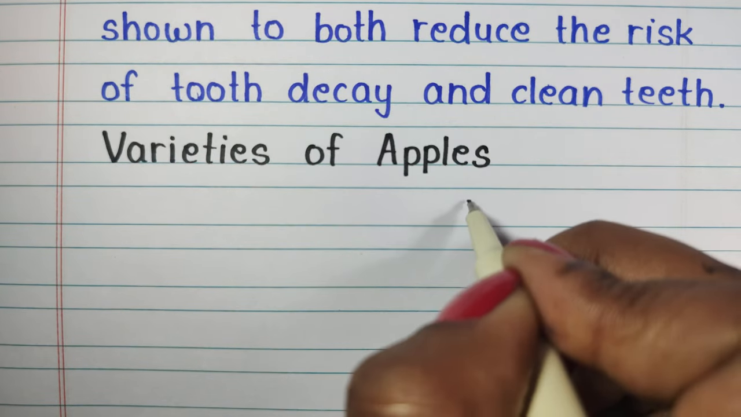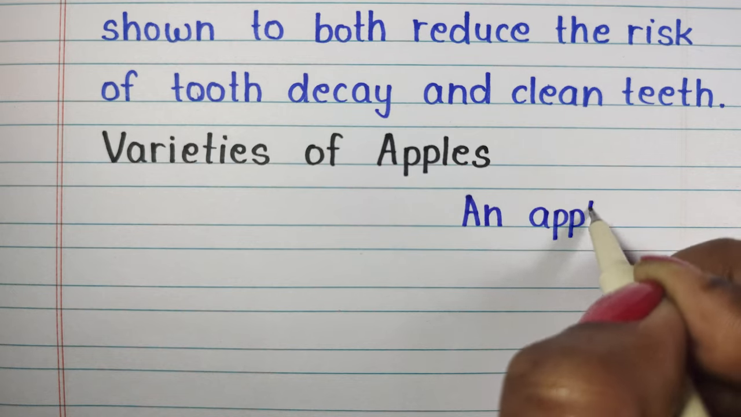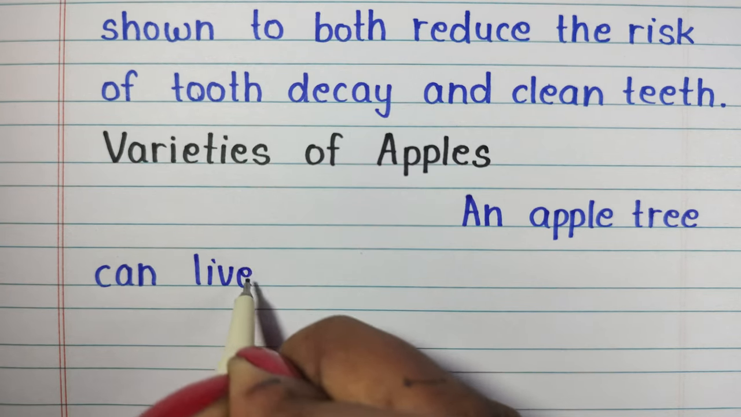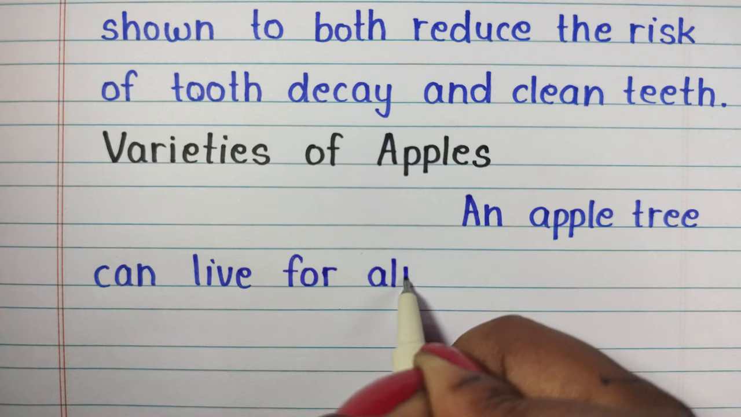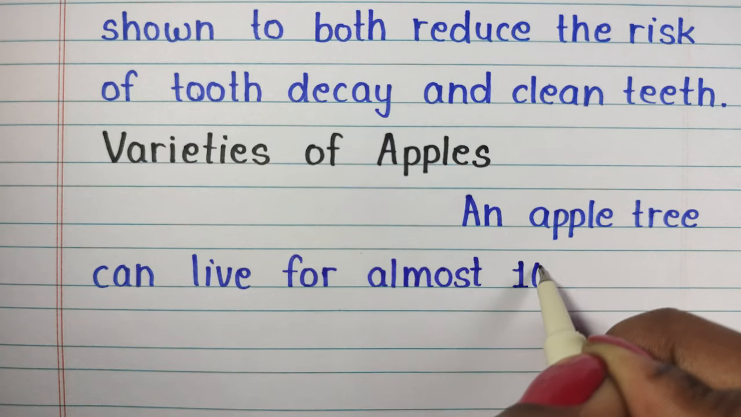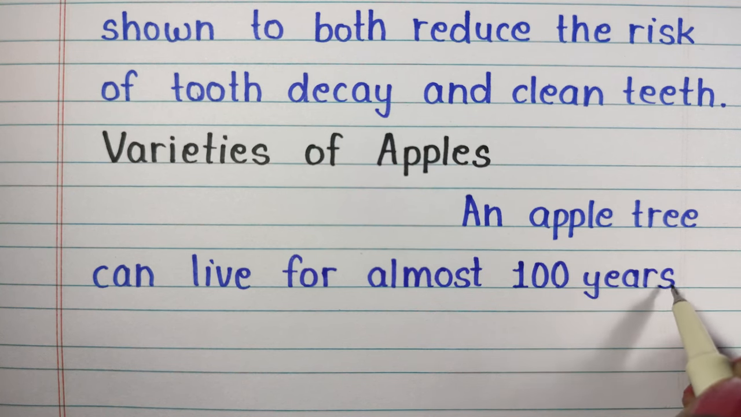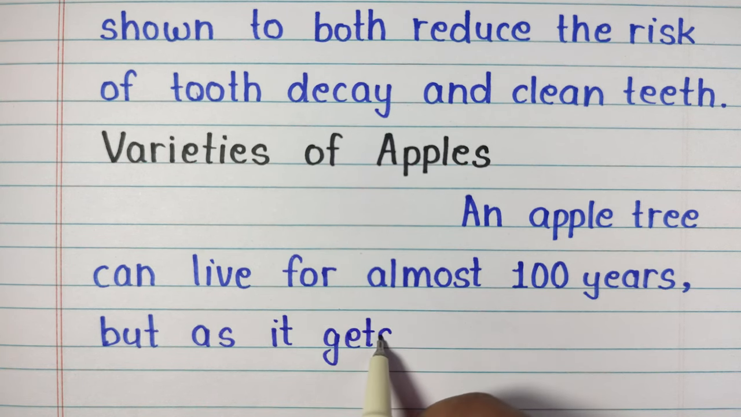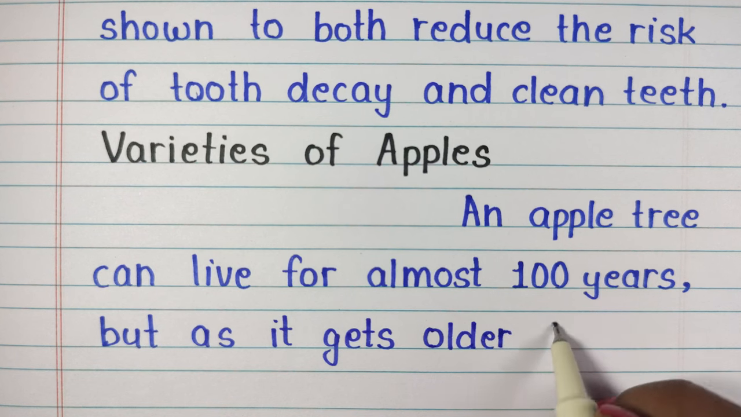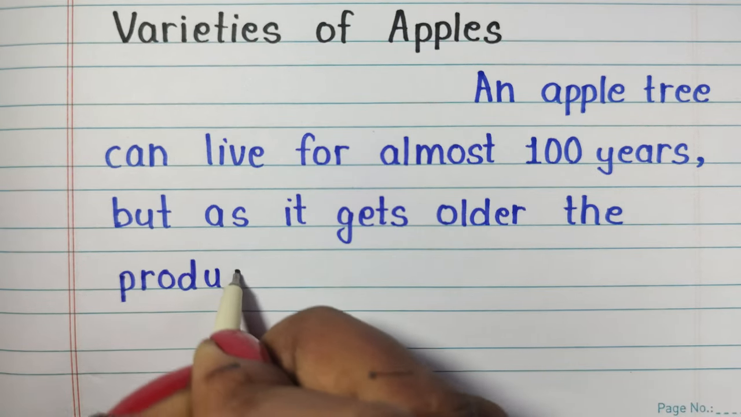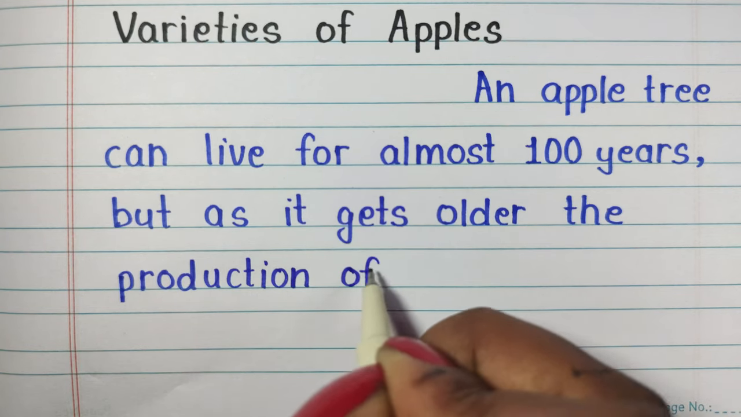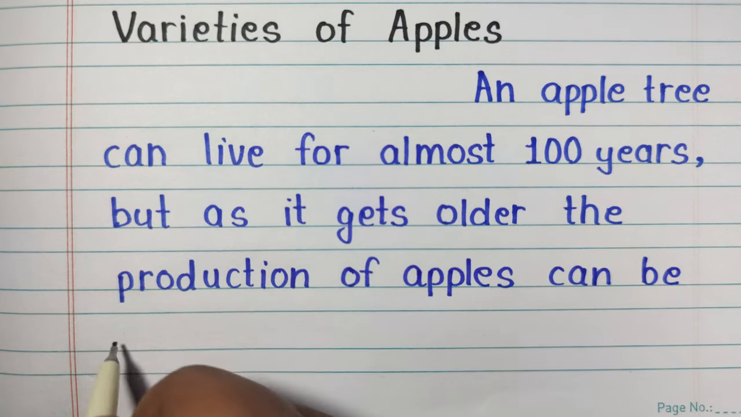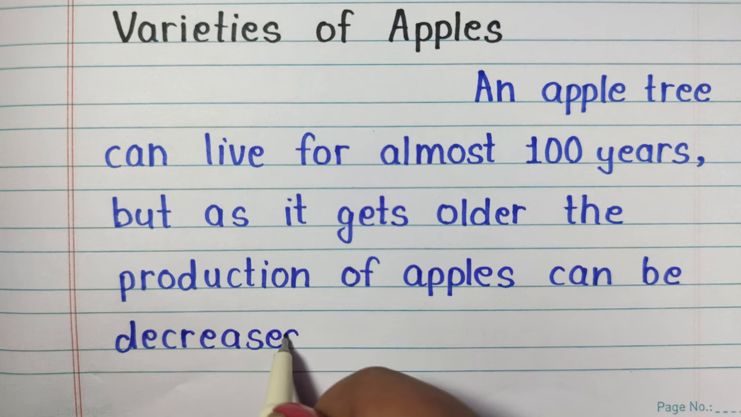Varieties of apples. An apple tree can live for almost 100 years, but as it gets older, the production of apples can be decreased.